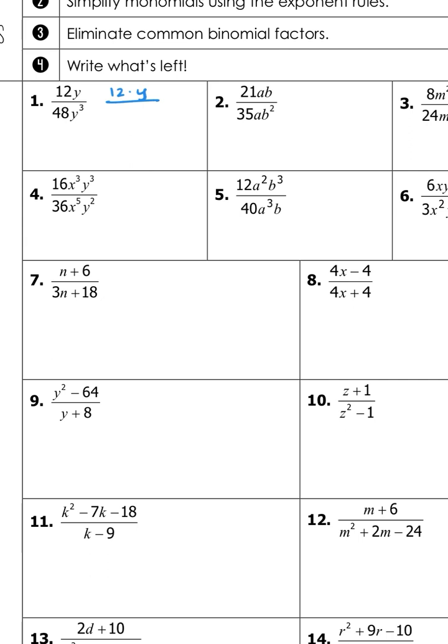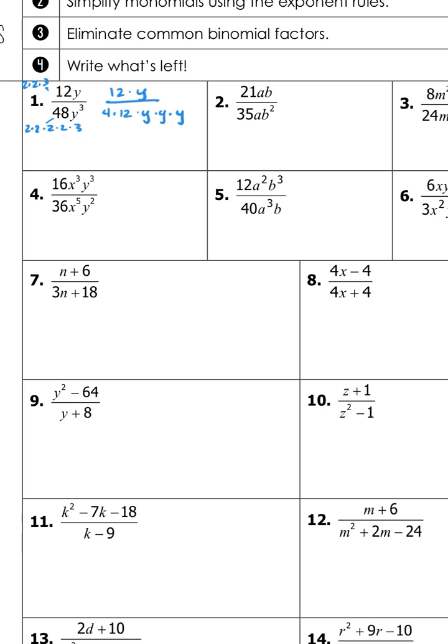And on the bottom, instead of 48, I'm going to write 4 times 12 because I want something to match on the top and the bottom. And then I have y times y times y. Now, I can break this down further. I could have done 2 times 2 times 3. And here I could do 2 times 2 times 2 times 2 times 3.